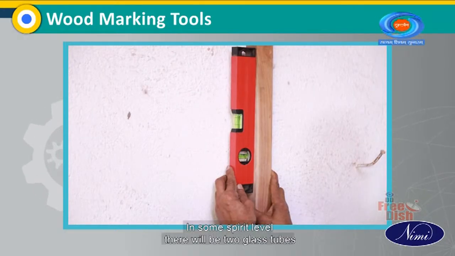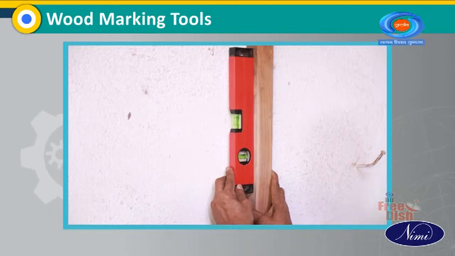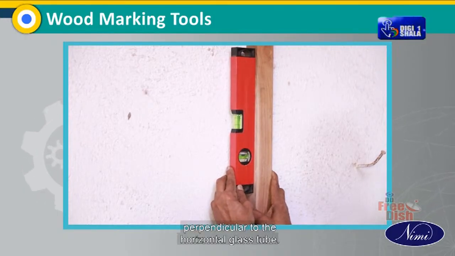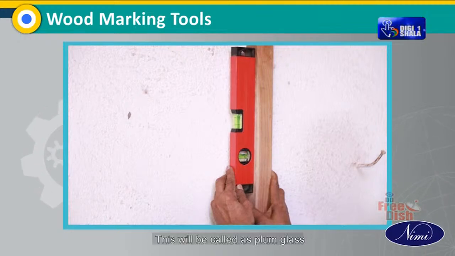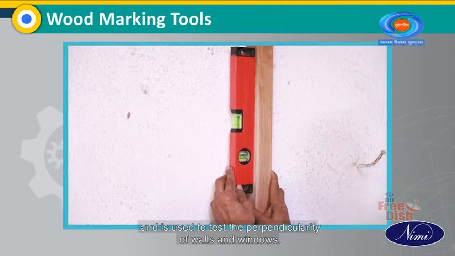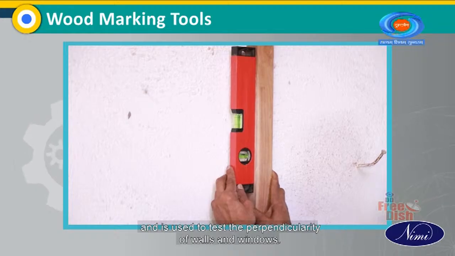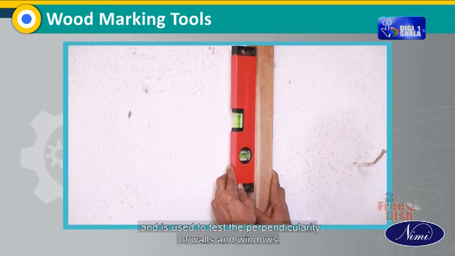In some spirit levels, there will be two glass tubes perpendicular to the horizontal glass tube. This is called a plumb glass and is used to test the perpendicularity of walls and windows.